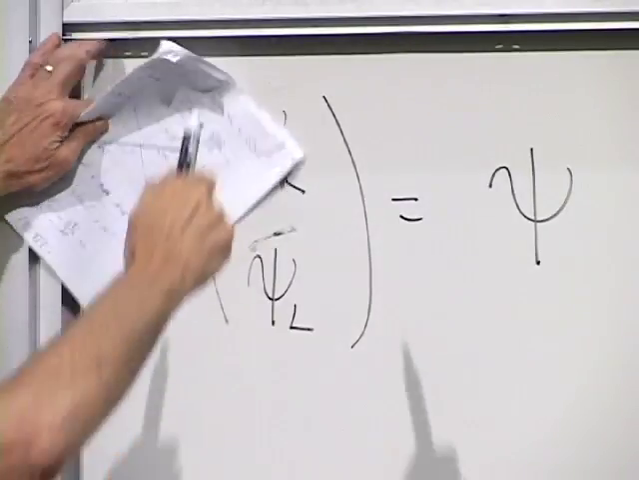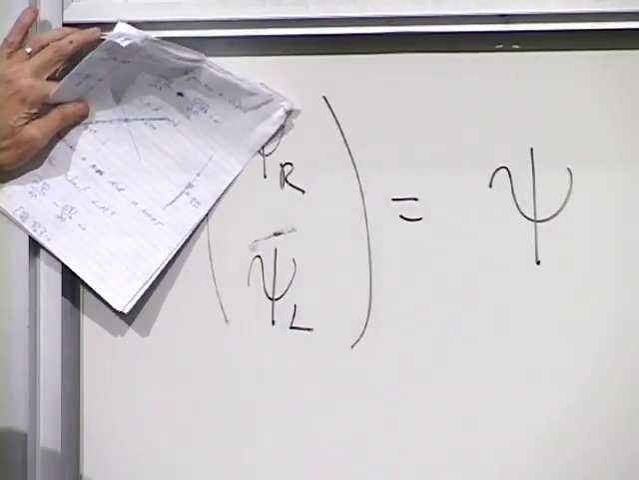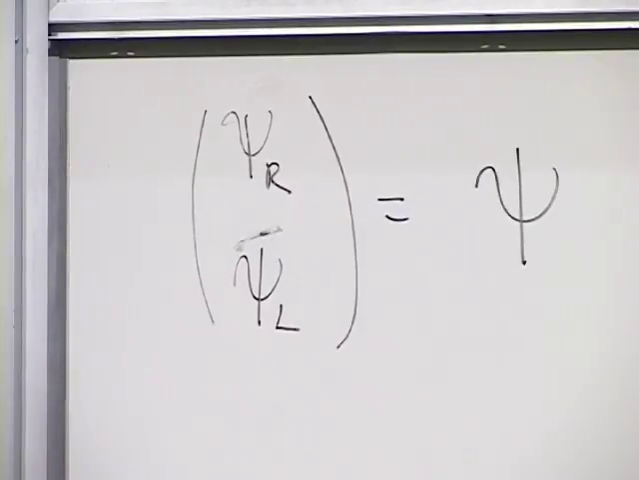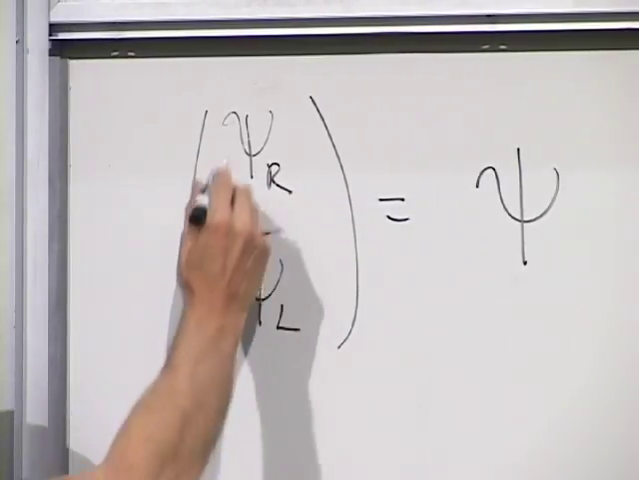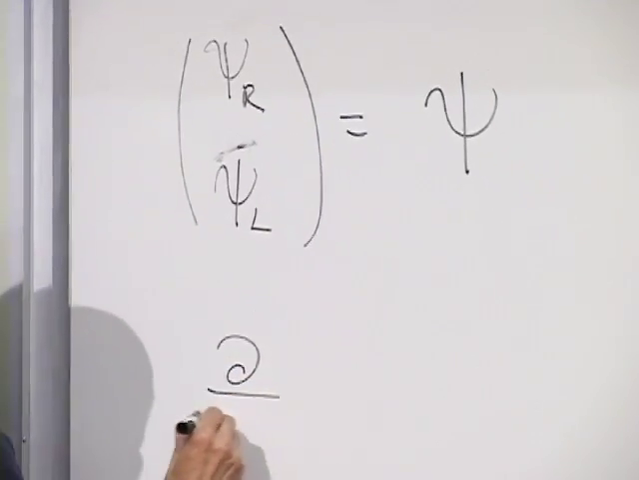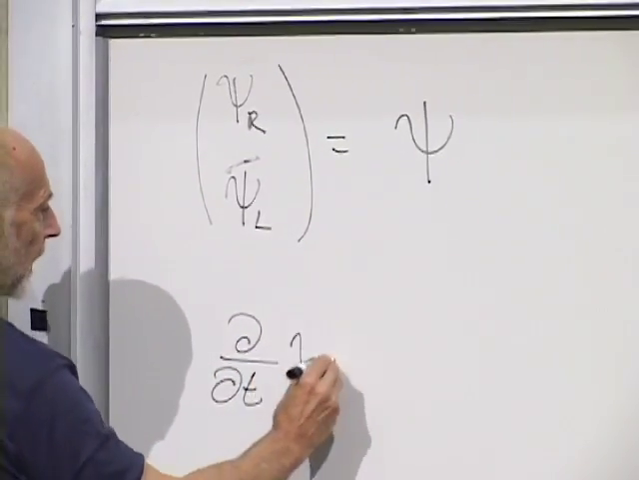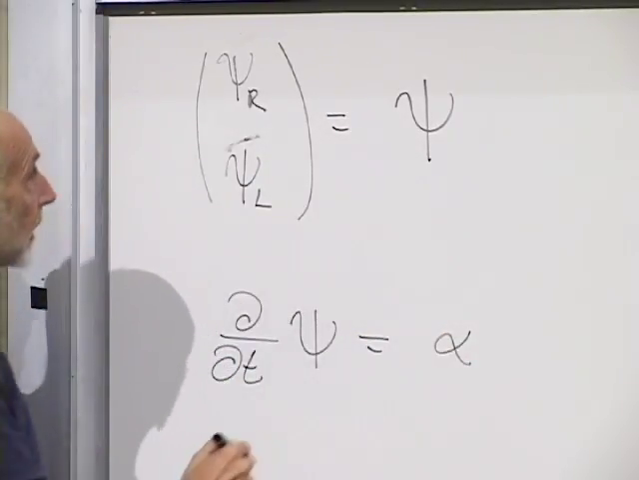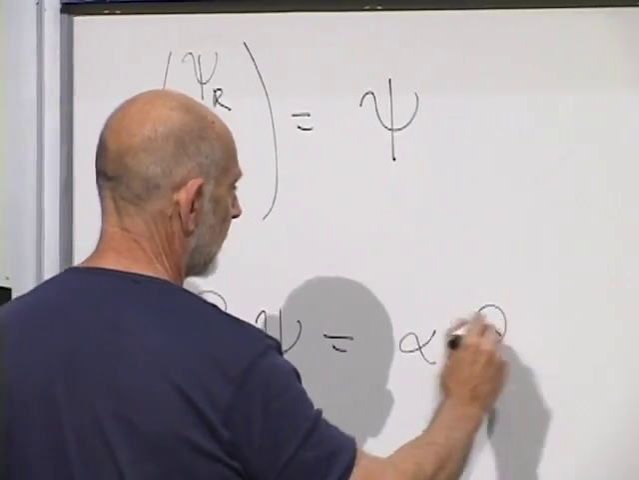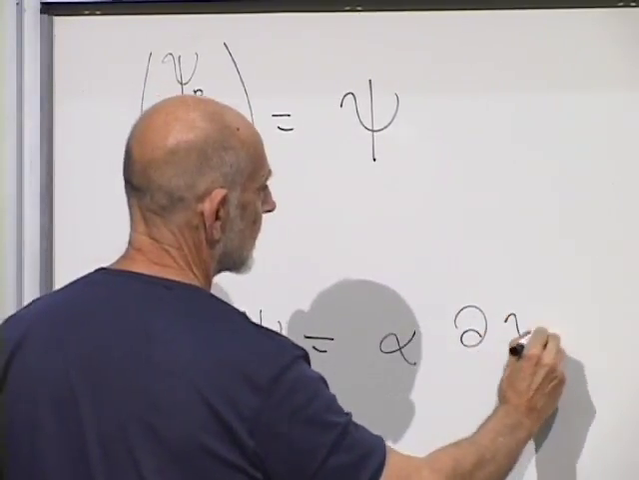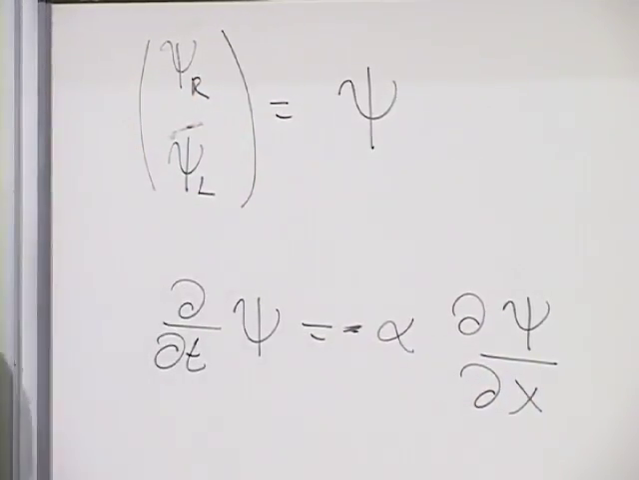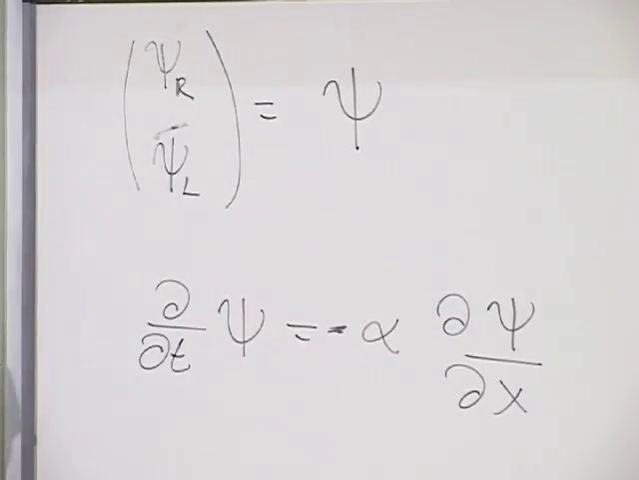Now, let's take these two equations and combine them together into a single equation for the column vector psi. I'll write down what it is, and then we'll just look at it and see what it says. What it says is that d by dt of psi is equal to something that I'm going to call alpha times d psi by dx. Let's put a minus sign in there, as a matter of definition. What is alpha?